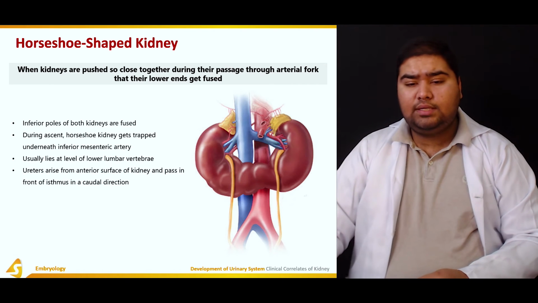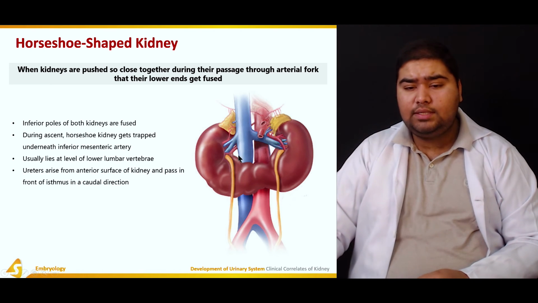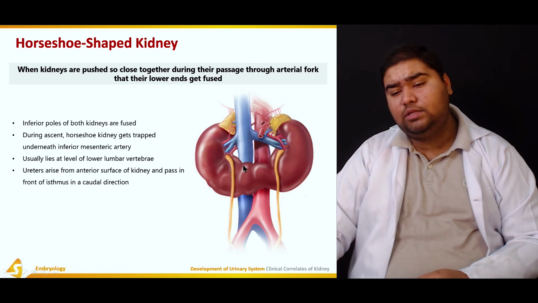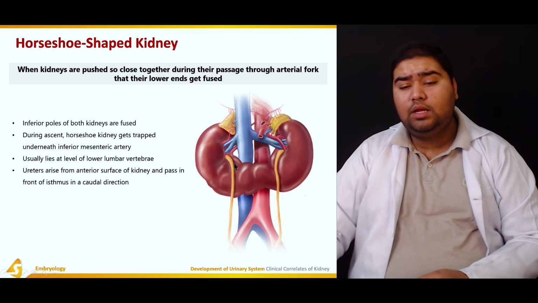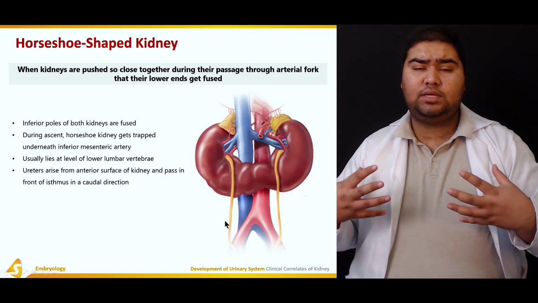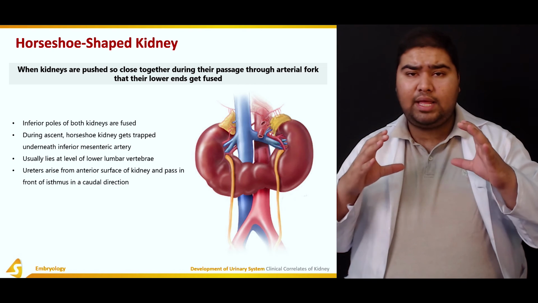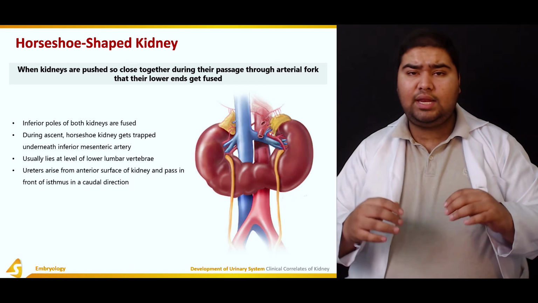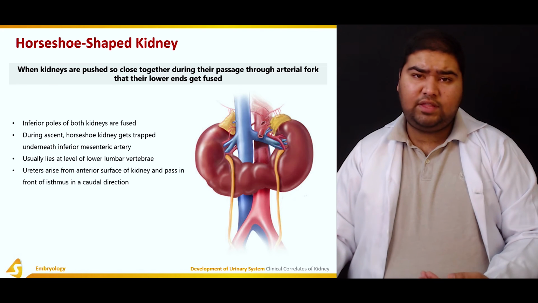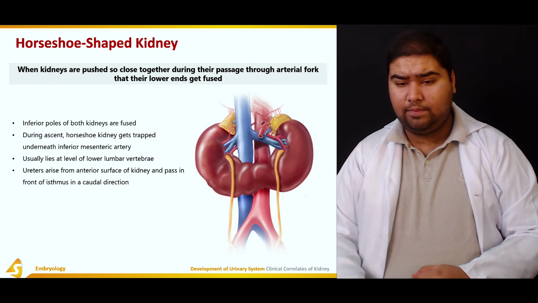So these are the ureters. They arise from the anterior surface of the kidney and pass in front of the isthmus. This is the isthmus of the kidney, the widened portion. Obviously the ureters arise from the anterior part of the kidney, pass in front of the isthmus and move caudally.